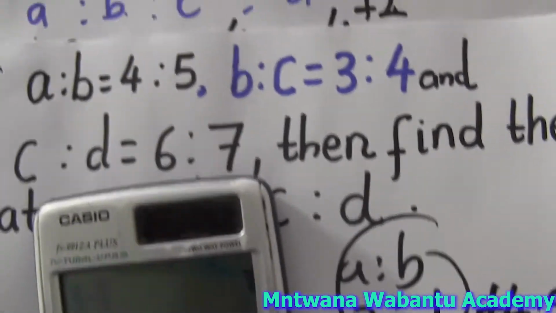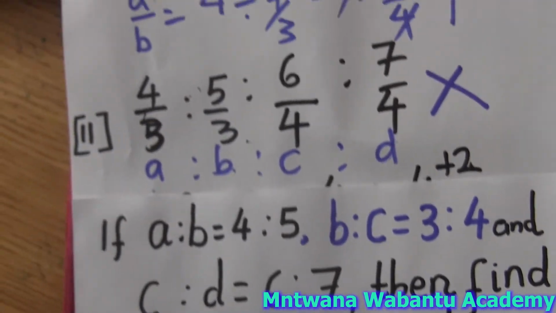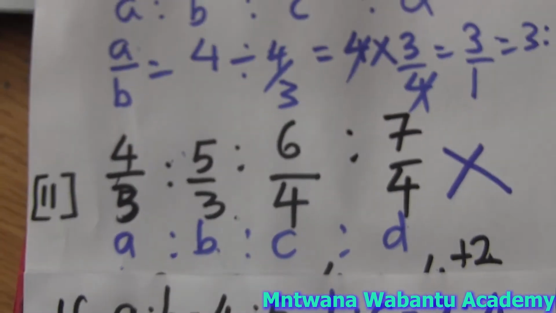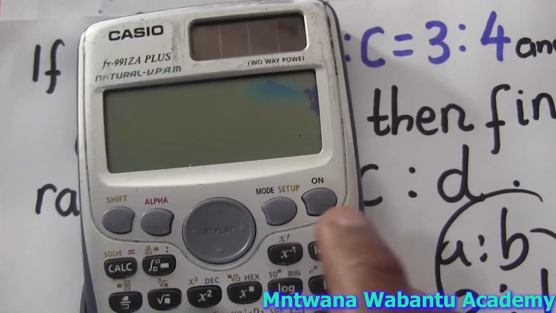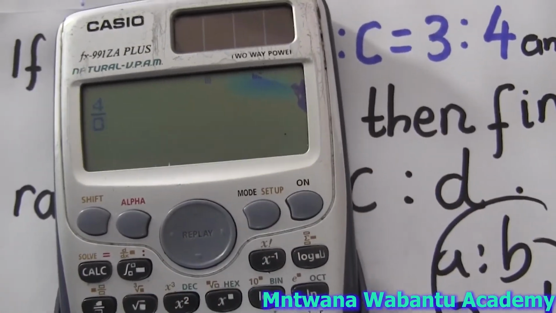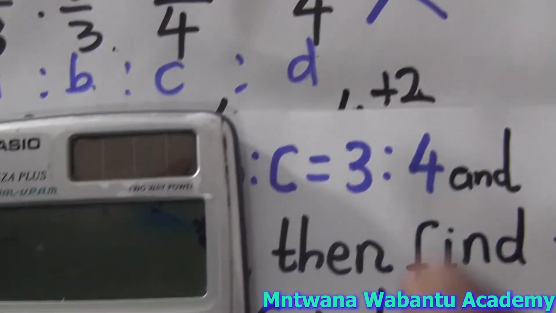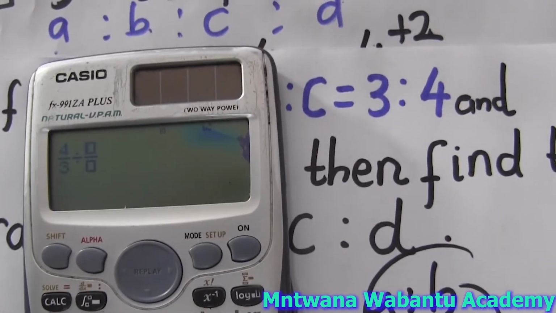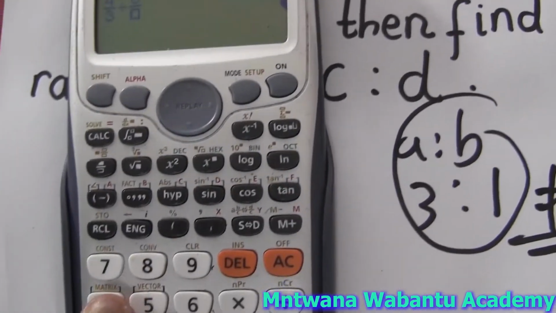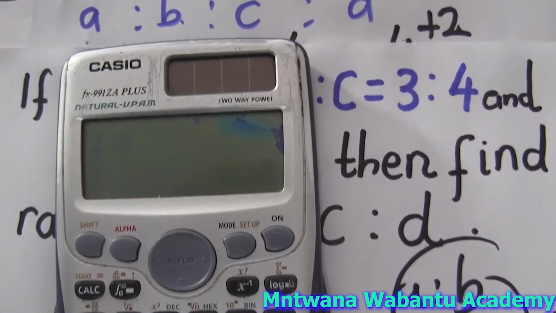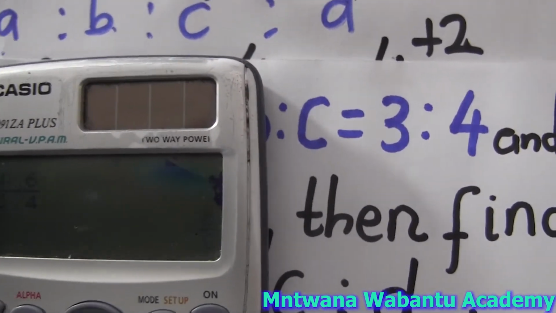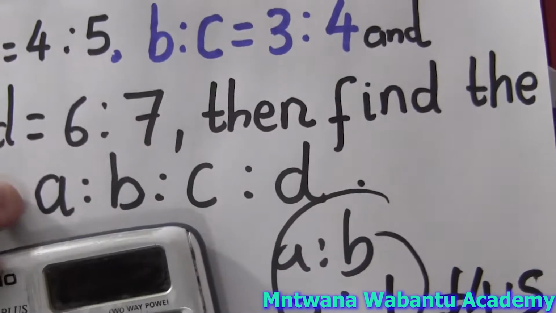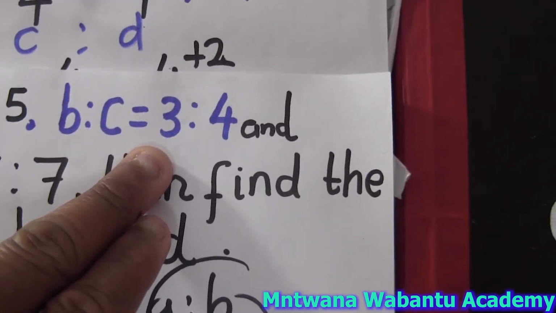Let's go for BC. For BC, we're going to do the same game. I'll say 4 over 3 divided by 6 over 4. So 4 over 3, fraction, 4 over 3. Okay, divide by 6 over 4. Come here, fraction, 6 over 4. Okay, now let's see. This gives us 8 over 9. But 8 over 9 is not 3 and 4, so it's not the same.